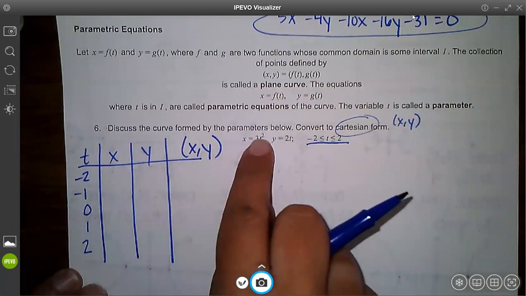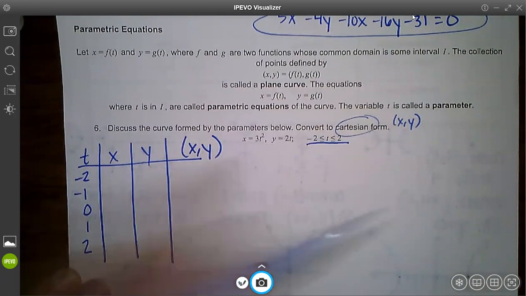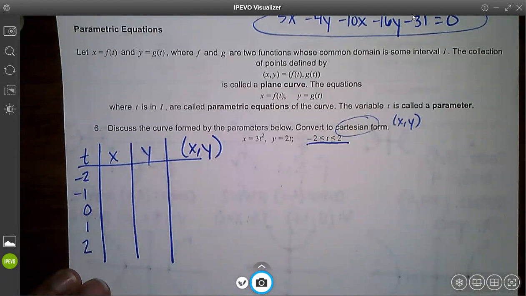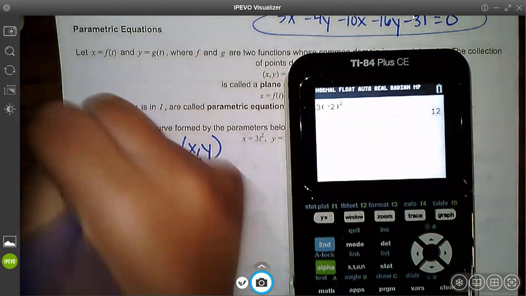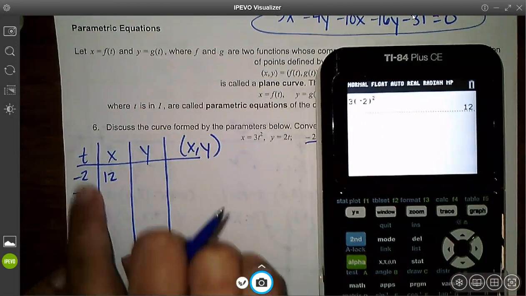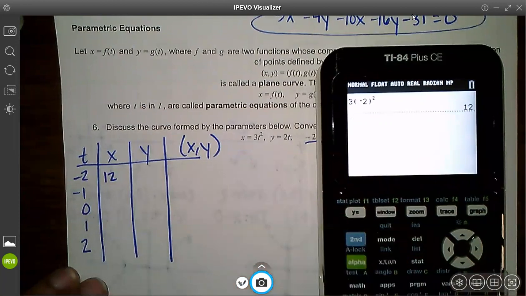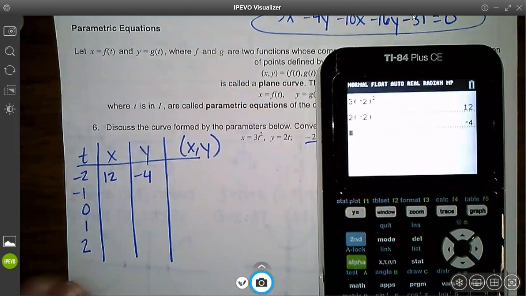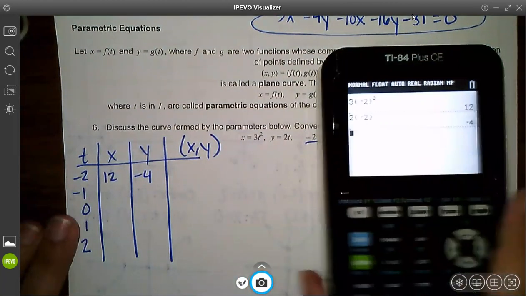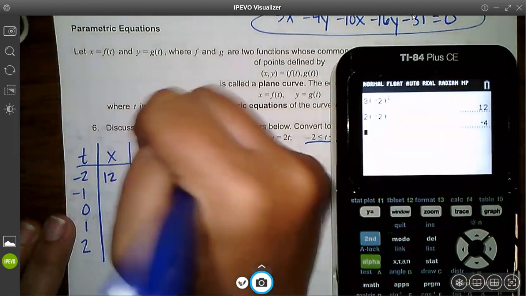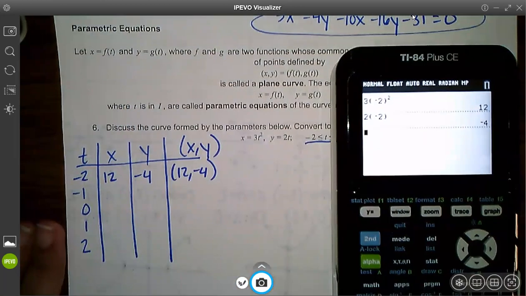So at -2, we're plugging it in. 3 times -2 squared. And you can just type it in your calculator. 3 times -2 squared is 12. Then I'll plug it into the y value. 2 times -2 is -4. So the ordered pair that I would graph on my xy coordinate plane would be 12, -4. That's how that would translate to a graph.